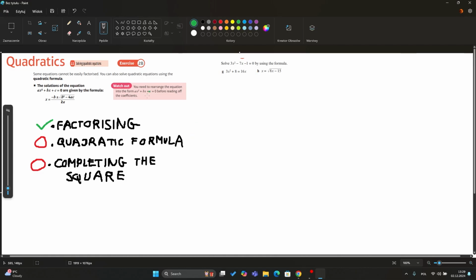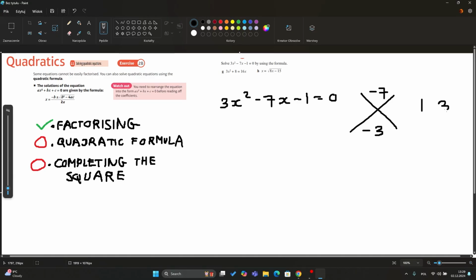In here we have a quadratic equation, and sometimes if we try to find the common factors like 1 and 3, we cannot find any way to actually make this work. And if we cannot make it work by factorization, then we're going to use the quadratic formula.